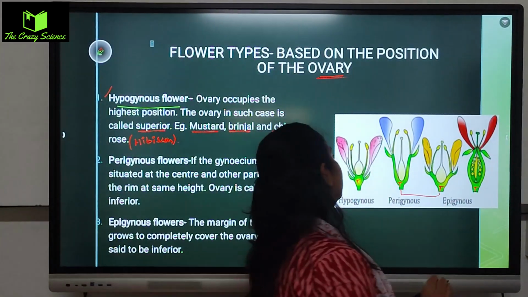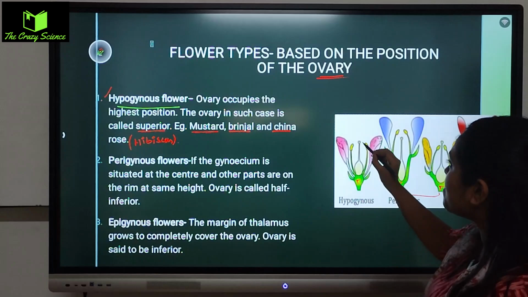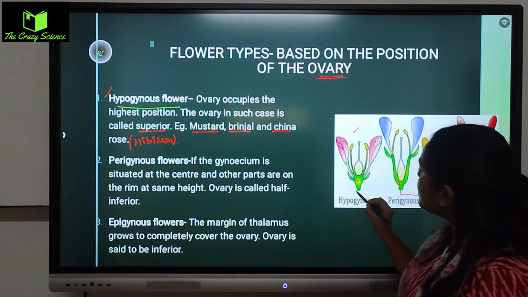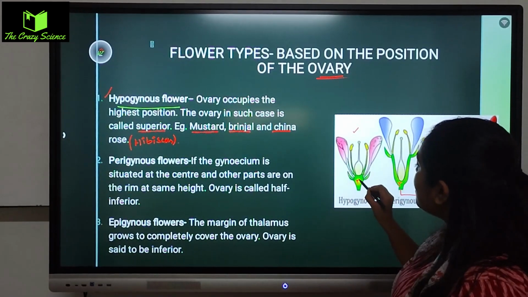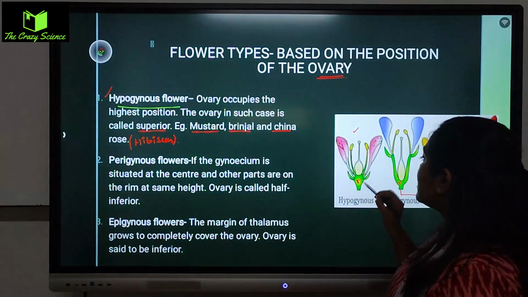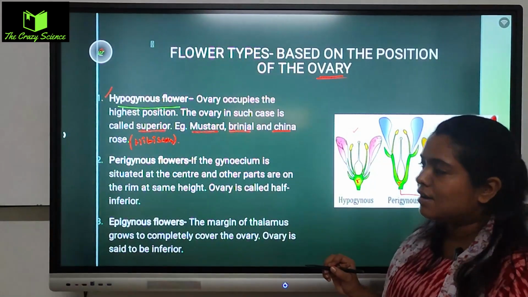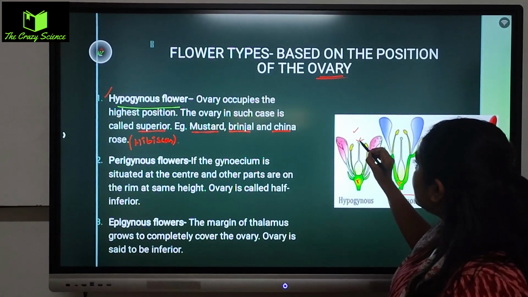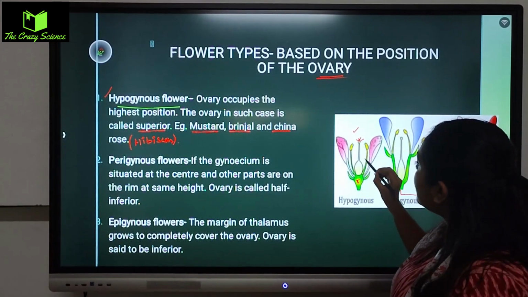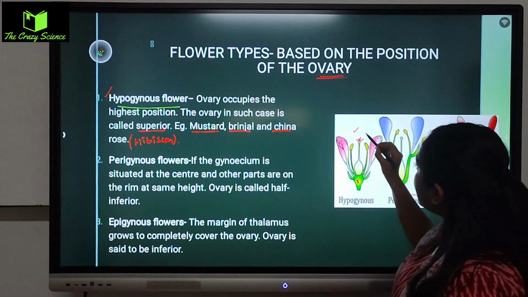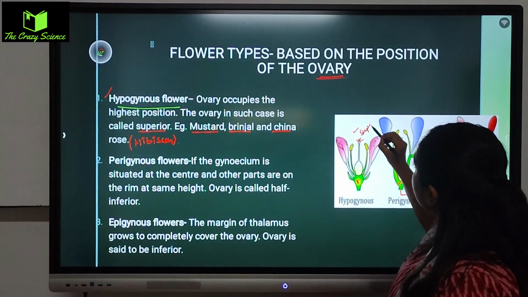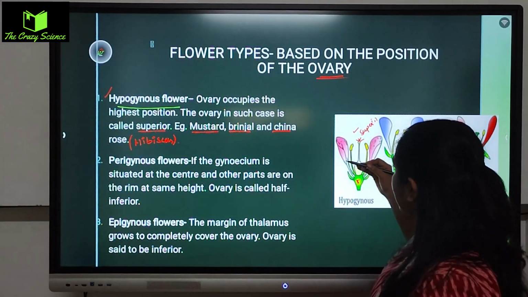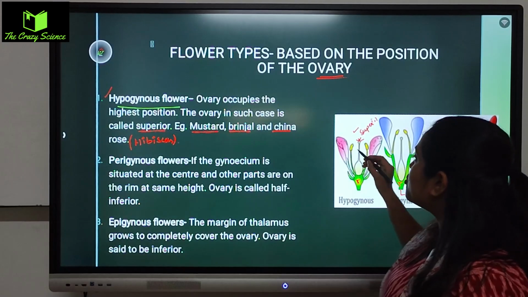As you can see here, this is called the hypogynous, the first type. এখানে দেখতে পাচ্ছ on the base of the thalamus, also called the receptacle. So thalamus এর উপরে the ovary part is there. This is called the pistil or the carpel, the stigma, style and the ovary, and here the ovary is superior. Other parts are inferior. They are located just in the lower portion of the ovary.